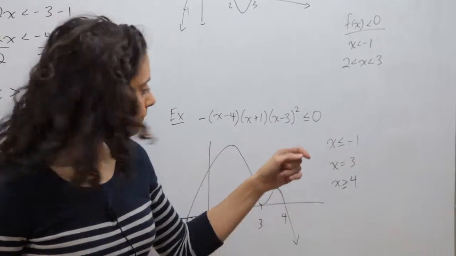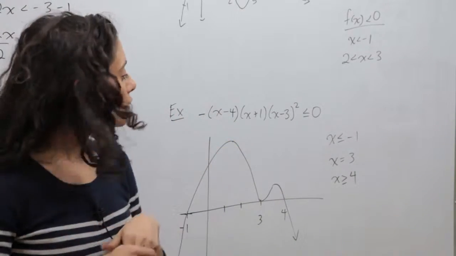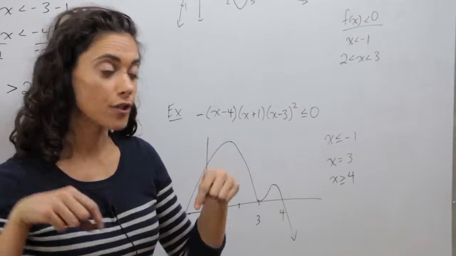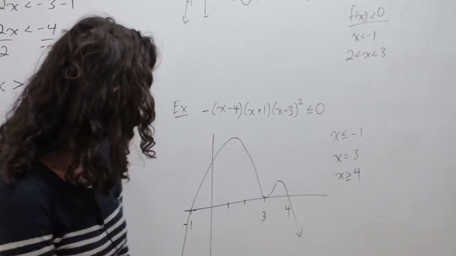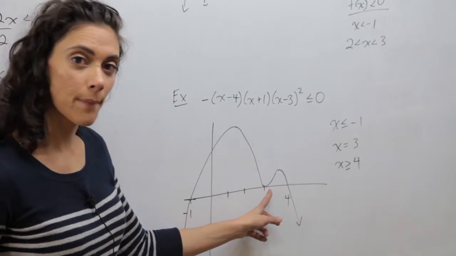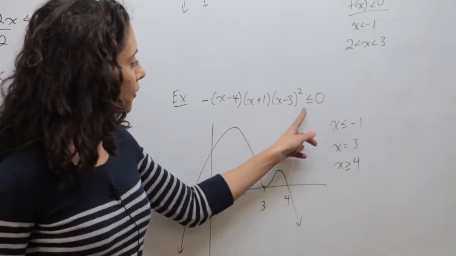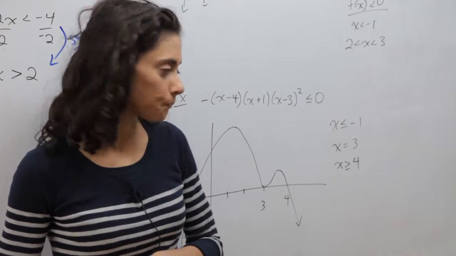And because of the negative in front, my graph is flipped over, and so the end behavior is pointing downward because this is an even degree polynomial, degree 4. So there's my end behavior, there are my zeros, there's the special zero that bounces back. I have to figure out when this polynomial is less than or equal to 0.